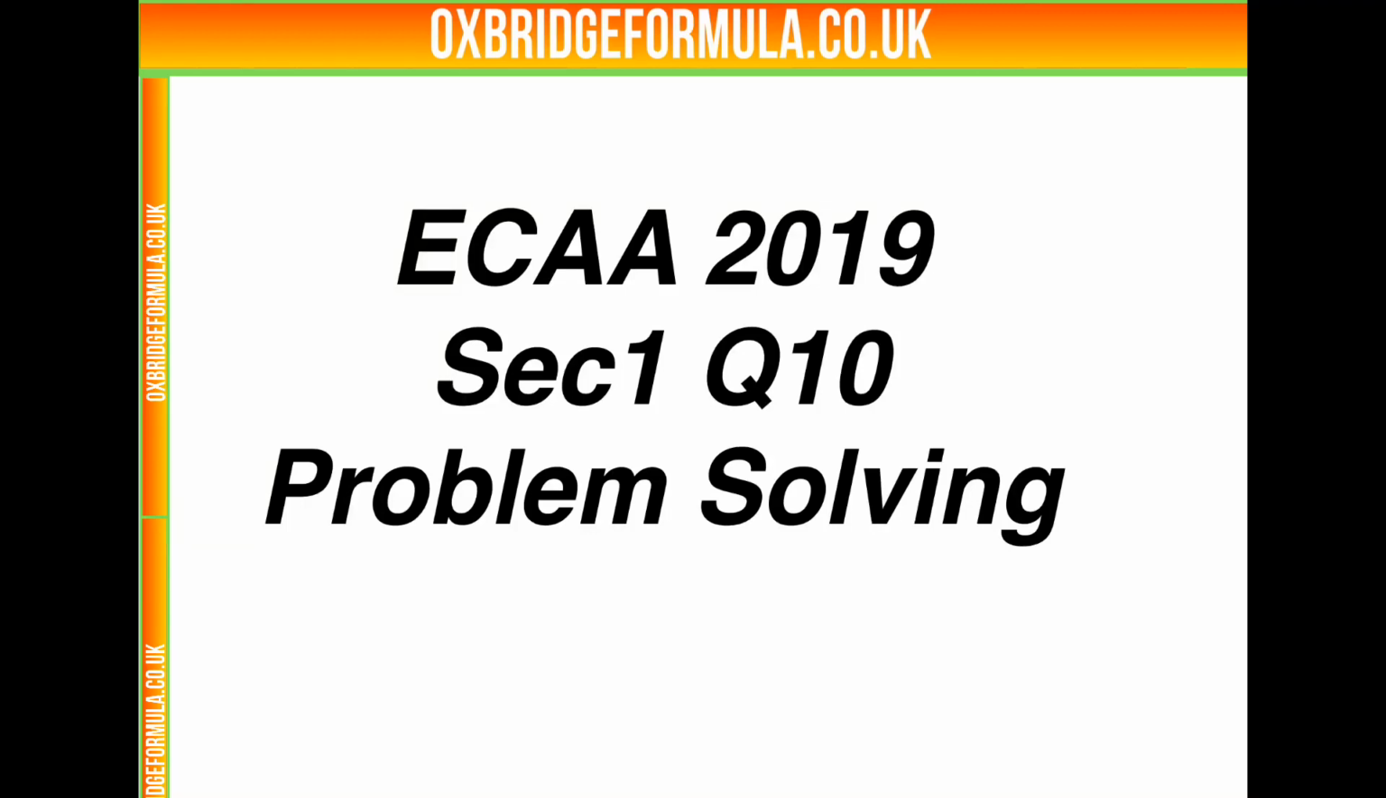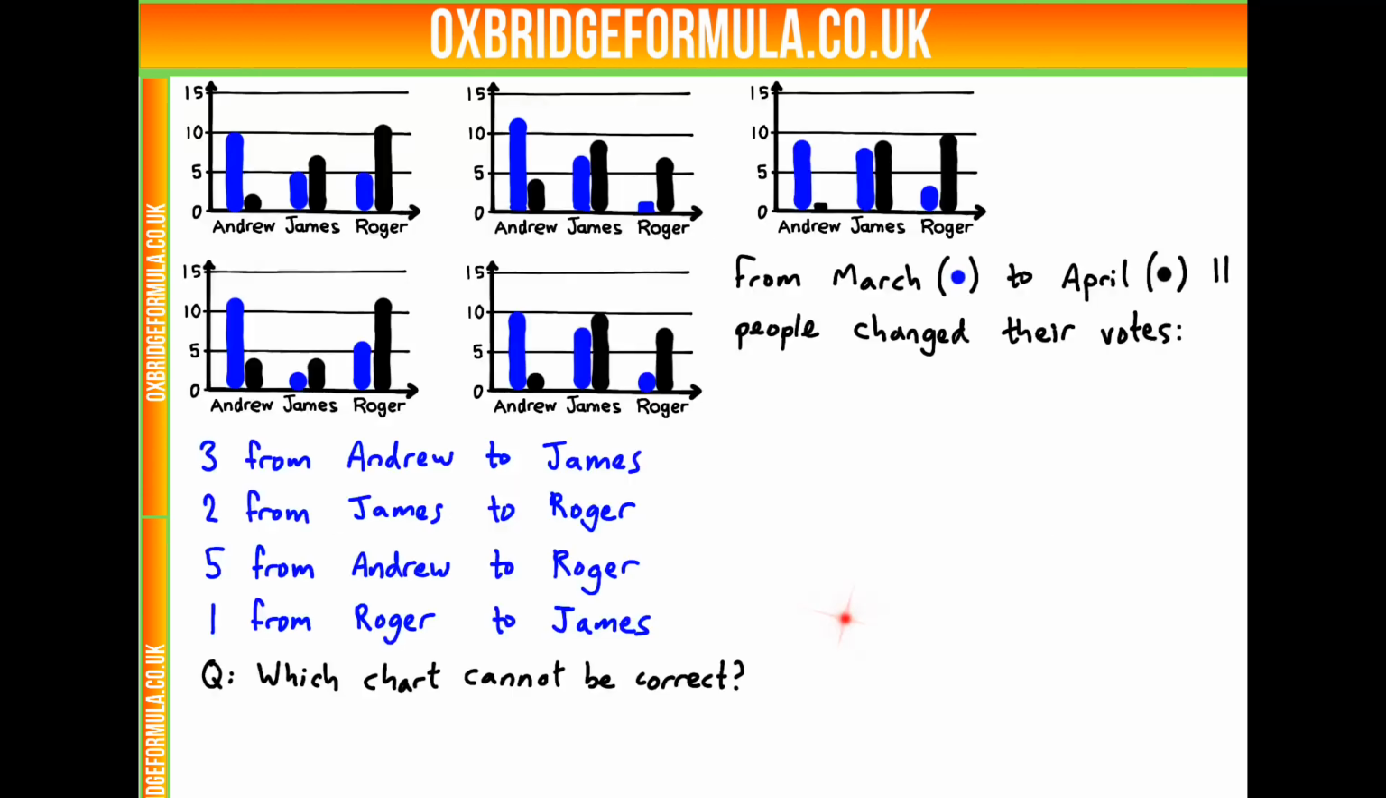This is question 10 on problem solving from section 1 of the 2019 ECAA. We're given information about 3 different people being voted in to a committee position, so Andrew, James and Roger. We're told that between March and April, that's the 2 months on each of these graphs for each person, 11 people changed their votes in the following ways. Based on this, which one of the 5 charts cannot be correct?